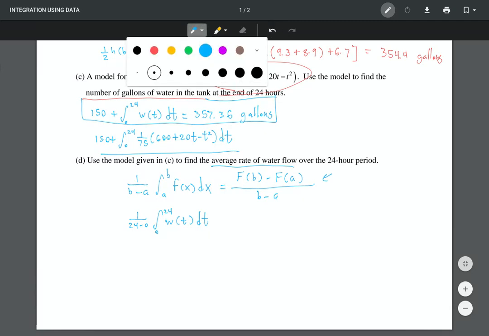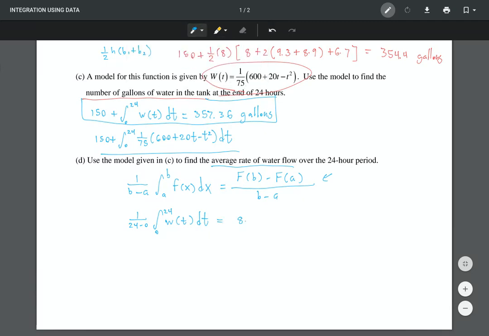Now, let's make sure we understand this, okay? The answer is going to be 8.64, but what are the units? Now, this right here is the weird part. This right here, when you integrate it, has the units of gallons. But when you multiply that by 1 over 24, essentially I'm dividing this by 24 hours. Essentially, I'm dividing this by hours.